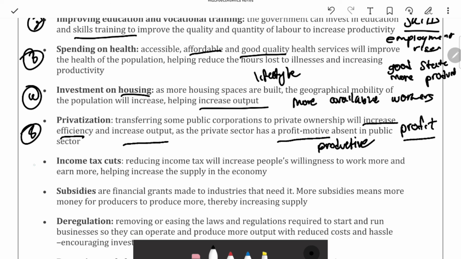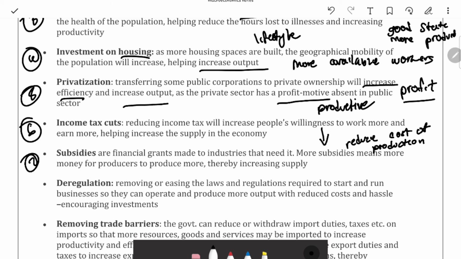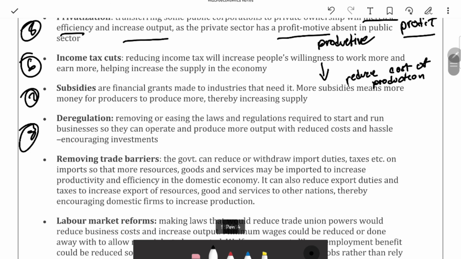The next one, number 6, is income tax cuts. When the income tax is lower, then people will be more willing to work. We've had a look at this in the previous topics. Subsidies is simply a financial grant that is given to the industry, so that will reduce the cost of production, which will mean there will be maybe more investments and therefore maybe more productivity. Then we have something called deregulation. Deregulation simply means that when I remove complicated laws and stuff like that, there will be more output because it's easier to set up a business, for example, hence encouraging investments.